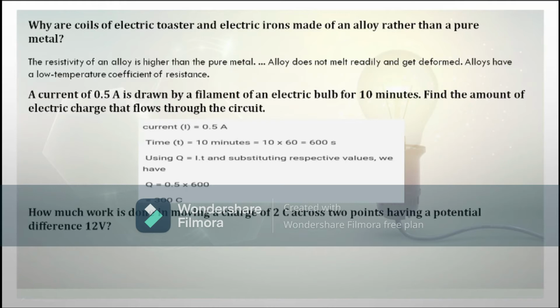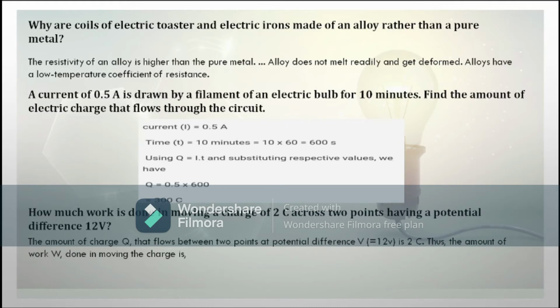The next problem is, how much work is done in moving a charge of 2 coulombs across 2 points having a potential difference of 12 volts? Here also let us write the amount of charge, that is Q. Charge will be denoted by the letter Q, that flows between the points of electric potential difference, that is V, equal to 12 volts. The charge is 2 coulombs, and the amount of work done will be denoted by letter W.